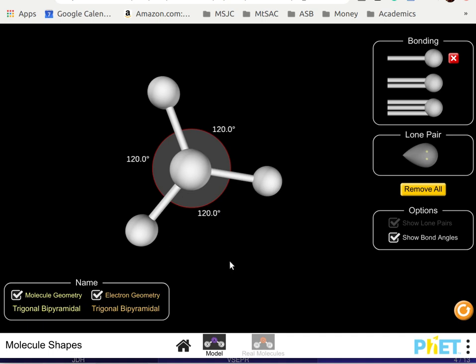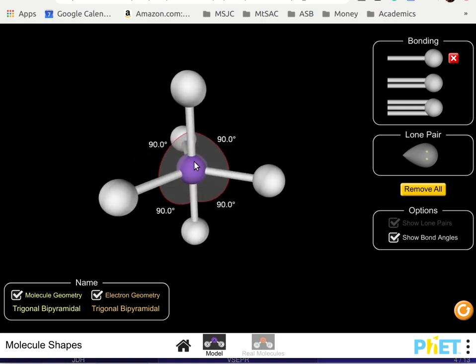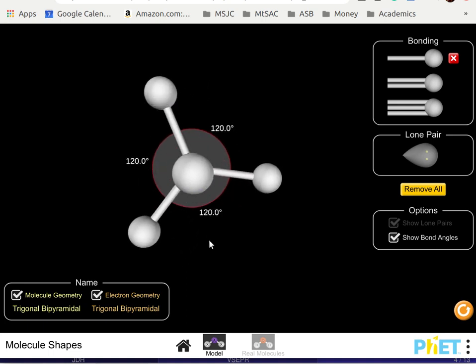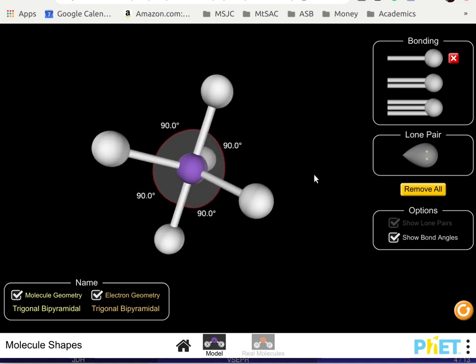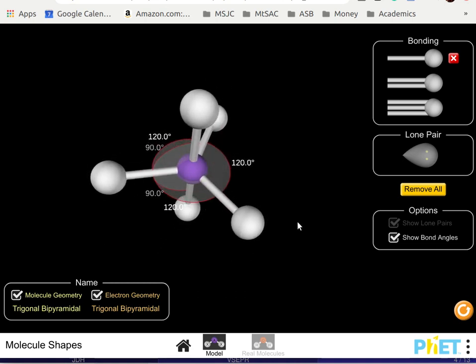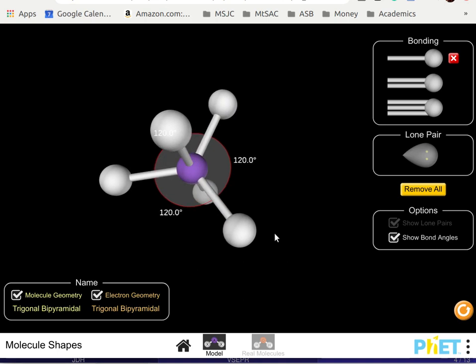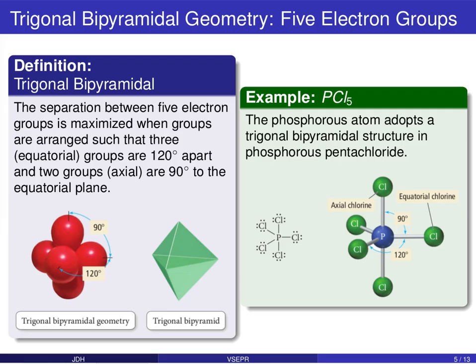So basically the corresponding geometry, trigonal bipyramidal, is essentially a linear geometry and a trigonal planar geometry smashed together here. And this is the optimum geometric configuration for maximizing the separation between these 5 different electron groups. Okay, so going back to the slides here, we see again 120 for those equatorial groups right down here, and 90 for those axial groups right along that axis.